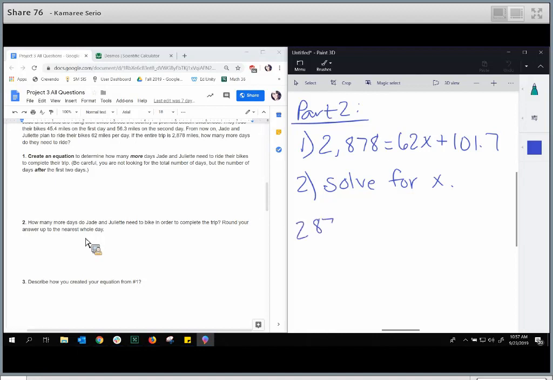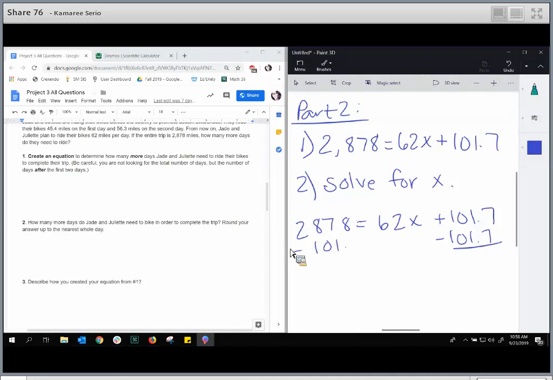So here is my equation. Remember, you want to isolate your x, so that means you need to get rid of everything that's on the same side as your variable. So start furthest away, right? I have a plus 101.7. So opposite of adding is subtracting. And then anything you do to one side of the equal sign, you have to do to the other.